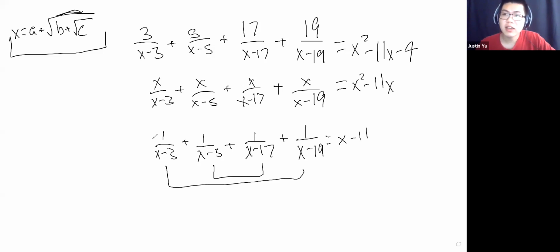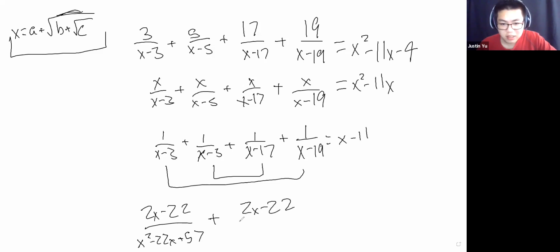I also see a lot of y equals x minus 11. I'm going to refrain from that for now because we can probably work without it, and you'll see why I do that at some point. So what happens when we combine those two? 2x minus 22 over x squared minus 22x plus 57. Oh, I like this. And then when we combine these two, 2x minus 22. This is really nice.